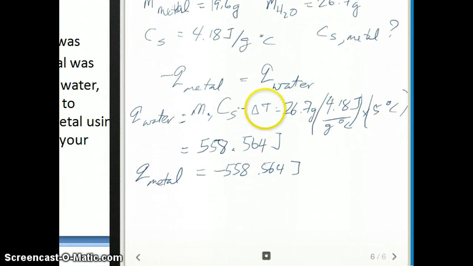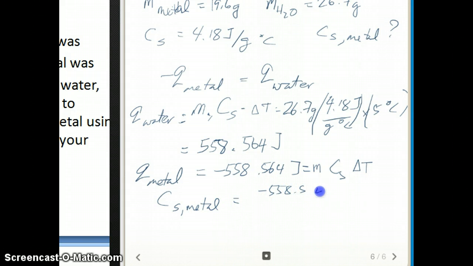Okay, and then what you do from this point on is you just solve this problem by saying that this is equal to M of metal times C sub S of metal times its delta T. Now we know the M of metal, we know the delta T, so we can just solve for C sub S of metal. C sub S of metal is going to be Q, which is negative 558.564 joules, and then that divided by the mass of the metal, which is 19.6 grams.